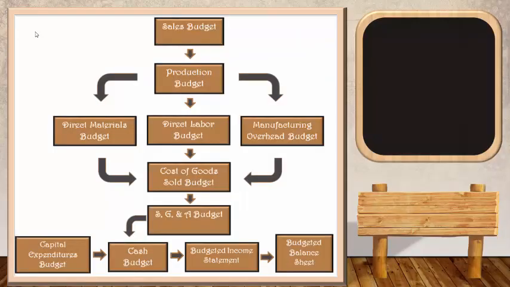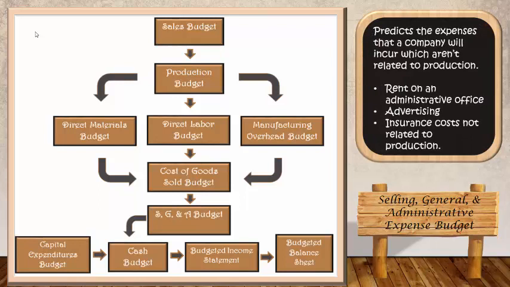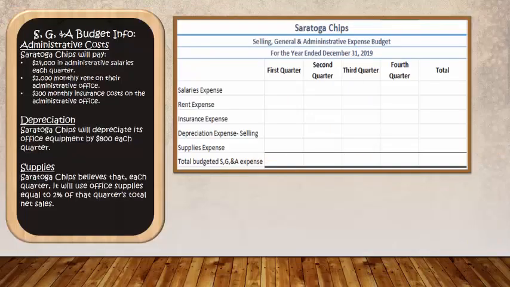We are through our COGS budget, which means we can move on to all of our other expenses that were not related to production, and those are tracked in our selling, general, and administrative expense budget. This budget predicts the expenses that the company is going to incur which are not related to production. Things like rent on an administrative office, advertising, and insurance costs that are not related to production.